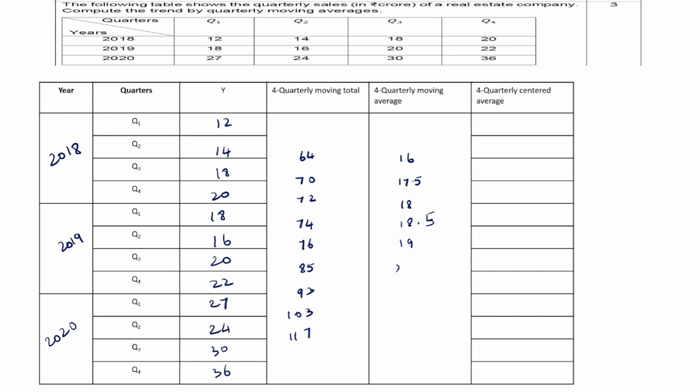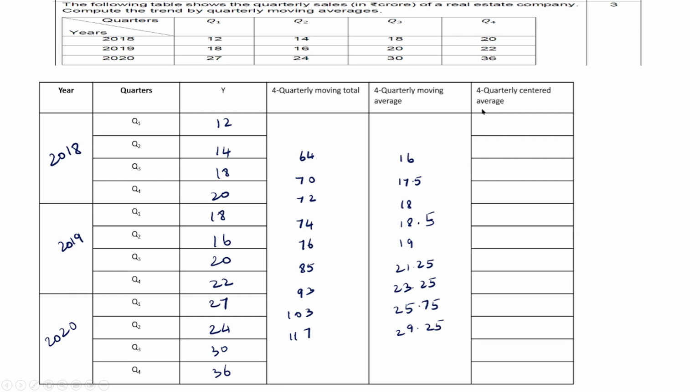85 by 4 is 21.25. 93 by 4 is 23.25. 103 by 4 is 25.75. And 117 by 4 is 29.25. Here we can see that we are getting the 4 quarterly moving averages in between the second quarter and the third quarter. So it will be difficult to draw the trend line or to find the trend values.